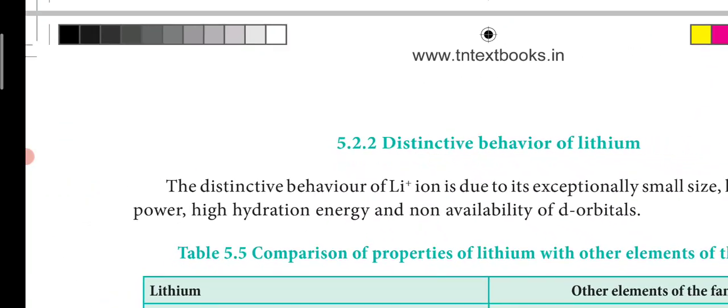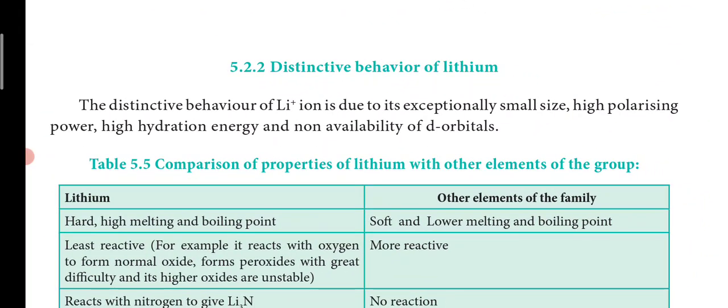Okay. Next, distinctive behavior of lithium. The distinctive behavior of lithium ion is due to its exceptionally small size. lithium மட்டும் என்ன பண்ணுதுன்னா குரூப்பில் இருக்கிற எல்லா எலிமெண்ட்ஸோட கொஞ்சம் வித்தியாசமாக பிஹேவ் பண்ணுது. Why? Because of its small size, high polarizing power, high hydration energy and non-availability of d orbitals.